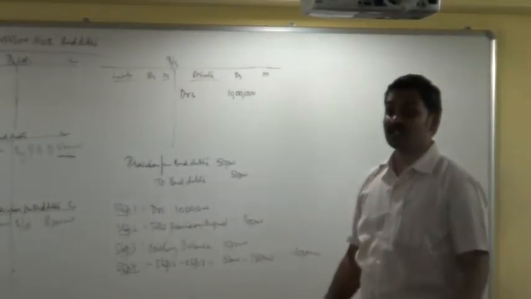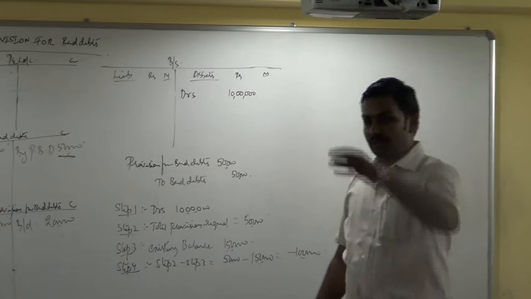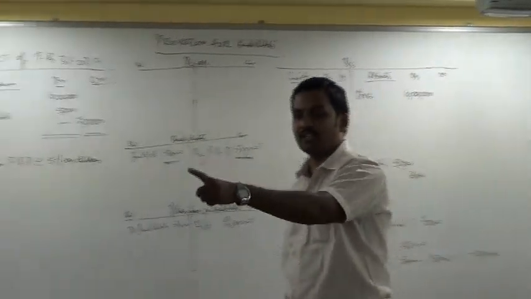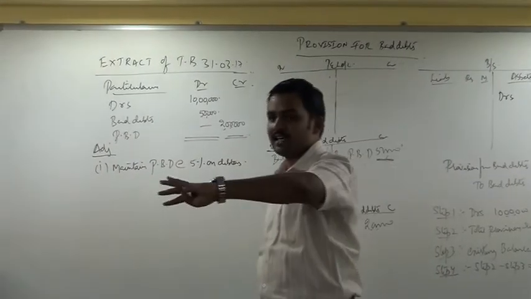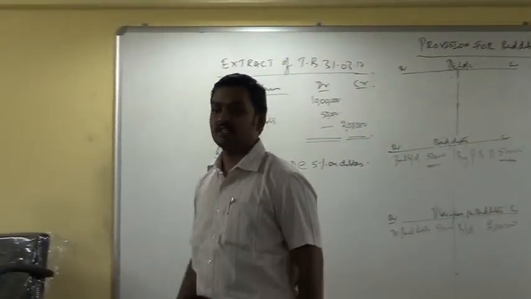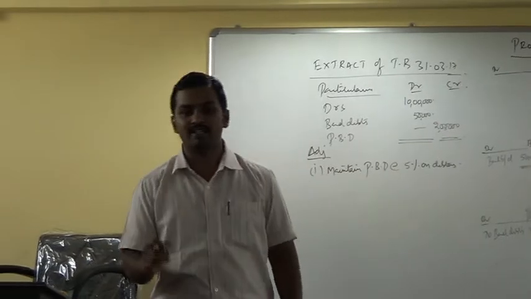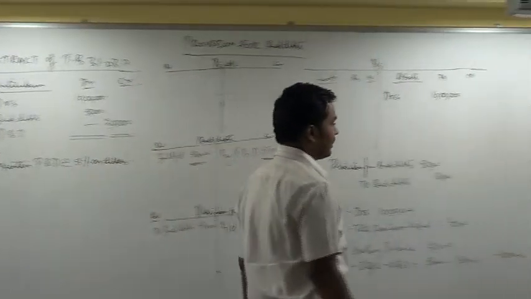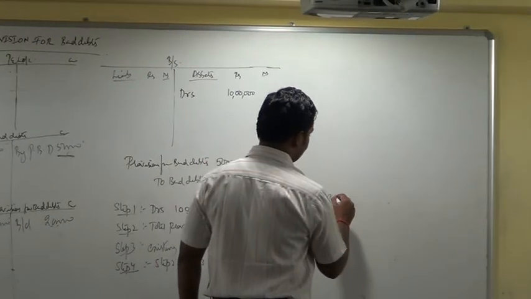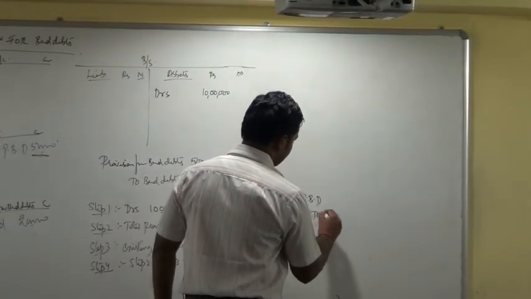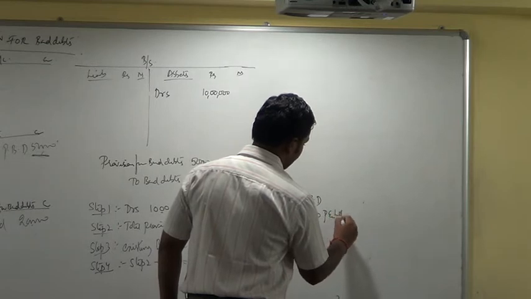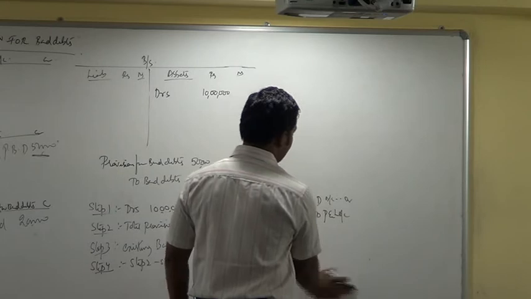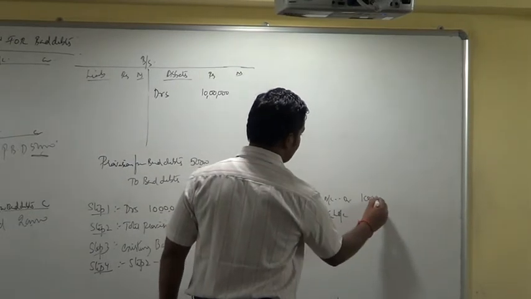So what entry do we pass? When you take from P&L account, what entry do you pass? P&L account debtor to provision for bad debts. When there is an excess, we pass a reverse entry. What entry do you pass? Provision for bad debts account debtor to P&L account, 1 lakh rupees.